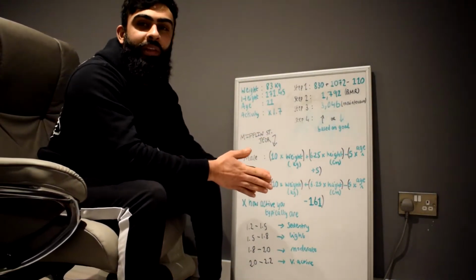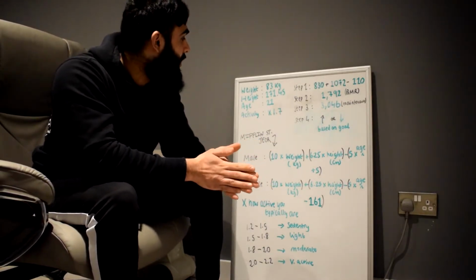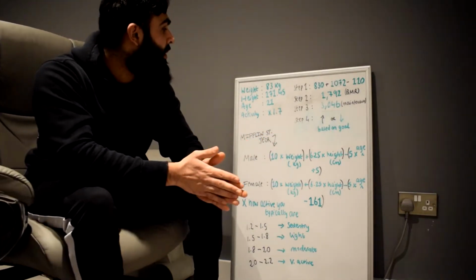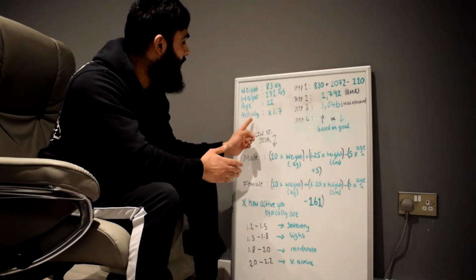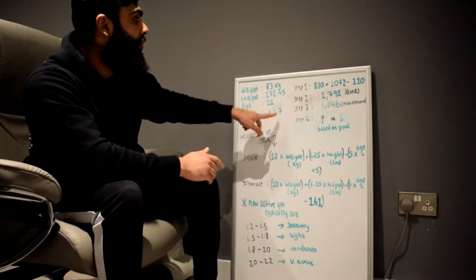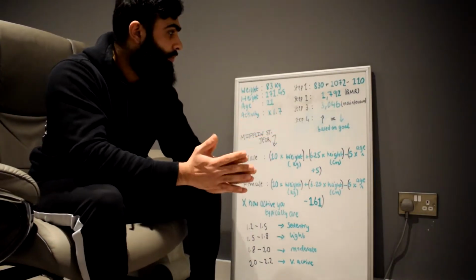For all of you who think I'm like 35 or something, I know I've got a beard and that makes me look a lot older, but yeah, I'm 21 surprisingly. And then finally I've put my activity level down to 1.7. So let's start off with the calculation.